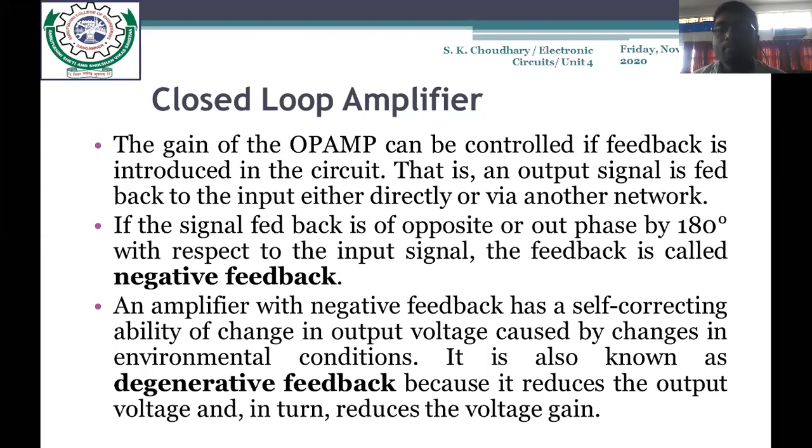The output voltage can change because of any reasons, and here we have considered environmental conditions. That's why it is called degenerative feedback, because it reduces the output voltage. That means it reduces the voltage gain. And the second kind of feedback is positive feedback.